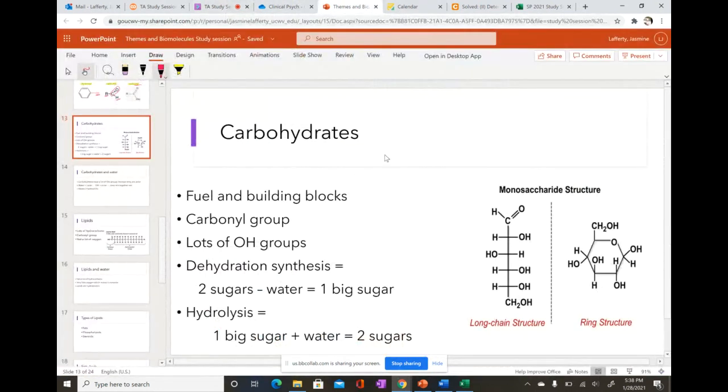Okay? So now we're going to hop on over to carbohydrates. So carbohydrates are used for fuel and building blocks. So what you can mainly identify a carbohydrate with is that it has a carbonyl group and lots of OH groups. So we'll come over here and let's pick out that carbonyl group. We're going to pick it out right here. It's got that C double bonded to an O, right? All right, so check, it's got that. Now let's look for the OH groups. Here's an OH group, here's an O. Okay, that's a lot of OH groups. So that's how I would check to see if that is a carbohydrate.